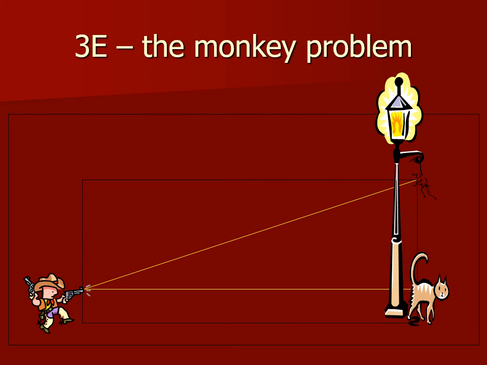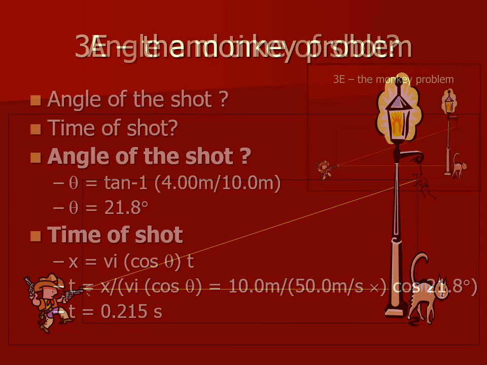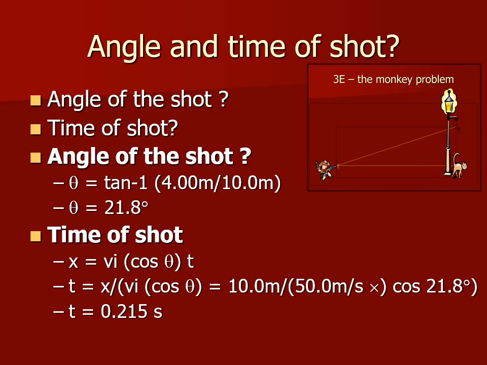Here's just a quick visual, a little bit of what you can see. Obviously, I just grabbed a bunch of clip art from the internet just to show the concept or idea of what is going on. Okay, what do we have to know? Well, we need to know the angle of the shot because we don't know the angle of the shot. We should know the time of the shot. How long is this dart in the air for?